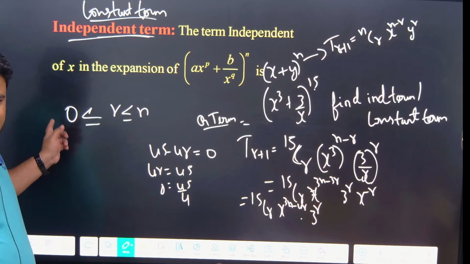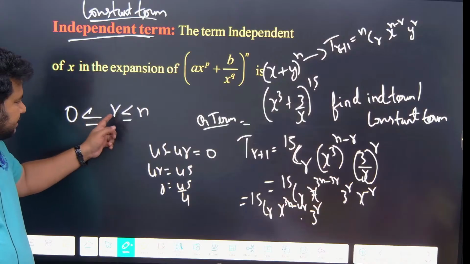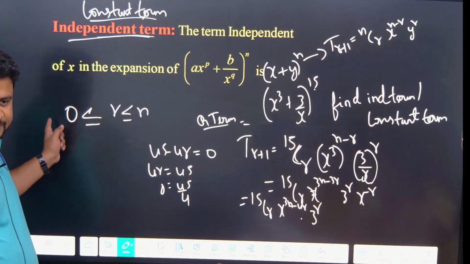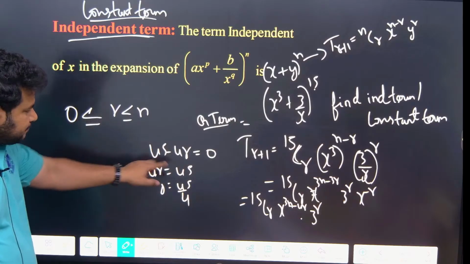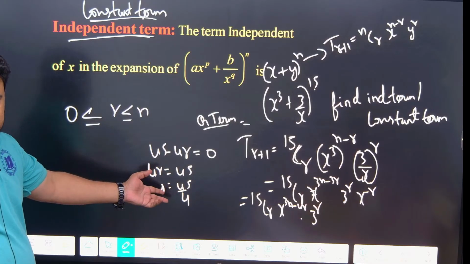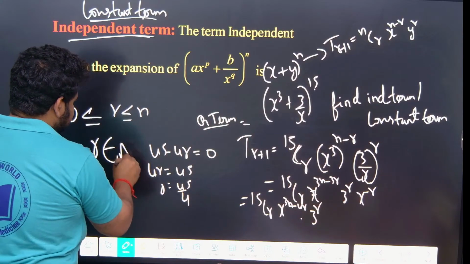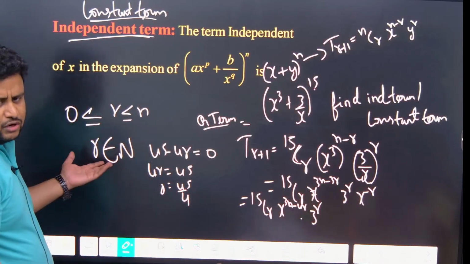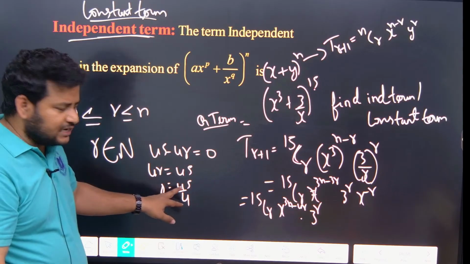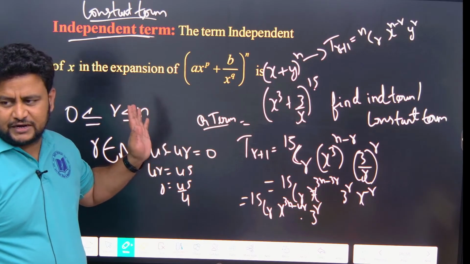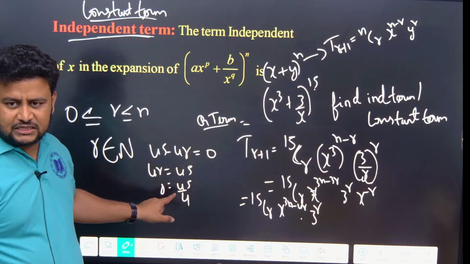R value can be 0, and r value can be equal to n, but r value can never be negative, and it cannot be a fraction. It should be an integer. So r belongs to natural numbers, or you can say whole numbers also, not a problem. Here we are getting like this. So is it possible to find the constant term? Not possible. Once you get like this, it is not possible.